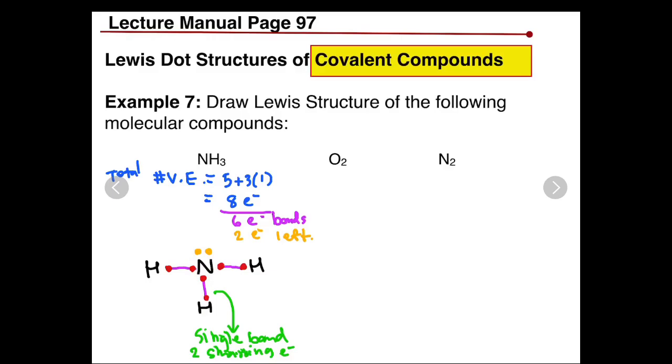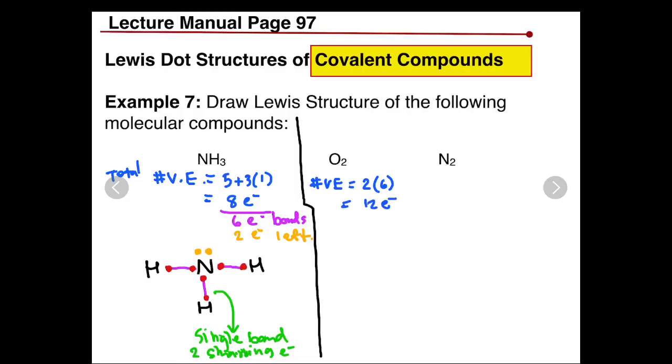The next thing we are going to take a look at is oxygen. I'm going to start by counting the total number of valence electrons the same way that we did earlier. Oxygen is in group 6, and we have 2 of them, so 6 times 2 equals 12 electrons.